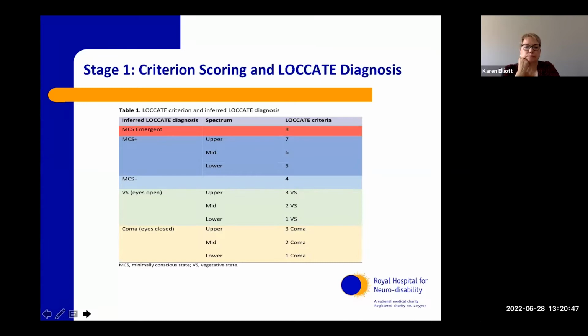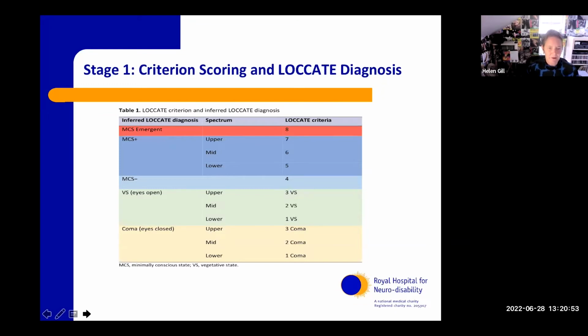So the criterion scoring is the first stage, and the inferred diagnosis. As you can see from the table, starting from the bottom, you have the COMA patient. You can apply this to the Glasgow COMA scale, and we'll give you some examples of that later on. So we have the lower, mid and upper of COMA. So you have levels 1, 2, 3 for COMA.